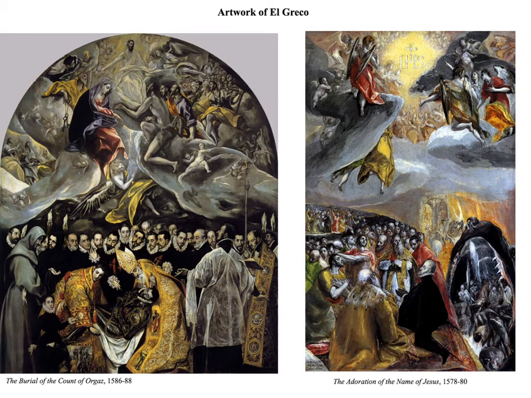Like I said, that wealth coming in from the Americas into Spain led to a golden age in art and literature. And a couple of examples here. El Greco is one of the more famous artists. He was originally from Greece, but he moved to Spain and lived there and produced artwork there.